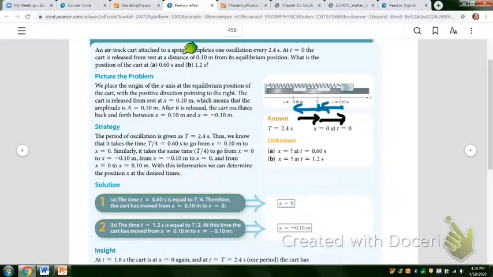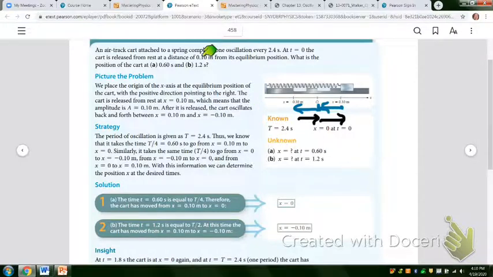So the question was, what is the position of the cart when it's at 0.6 seconds? Well, it's at 0.6 seconds right here, so it's at its equilibrium point. So what is x at 0.6? It's x equals 0, the equilibrium point.